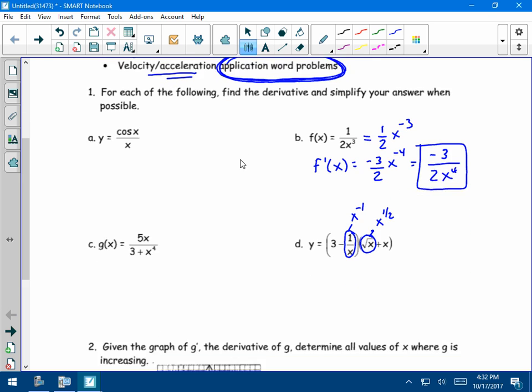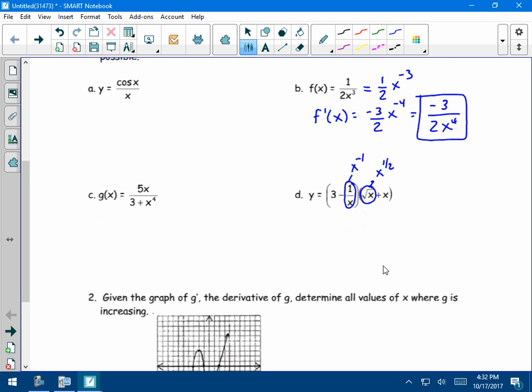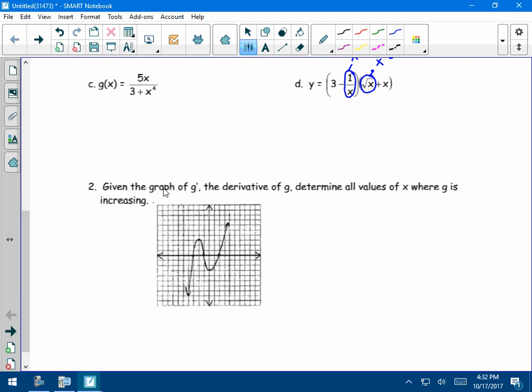Okay, so let's just look through this review sheet. I kind of talked through these already. Make sure you know product and quotient rule. This one's kind of fun. Given the graph of g prime, the derivative of g, determine all values of x where g is increasing. That's the key. Make sure you know what you're looking at. This is g prime. That's not g. That's the derivative. And if you see the derivative, what does that mean? Derivative means slope of g.